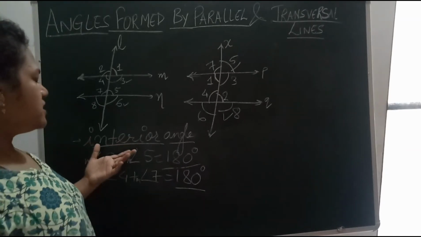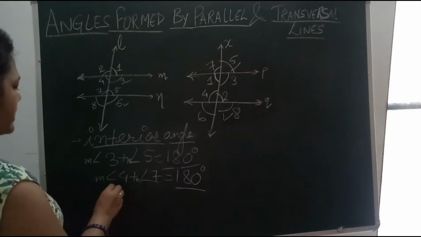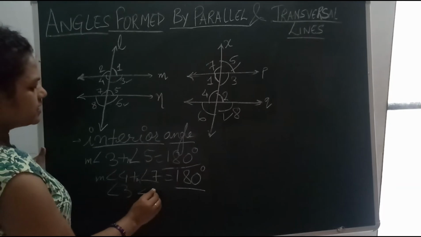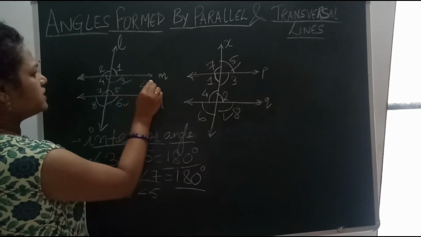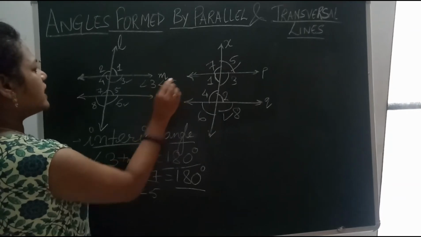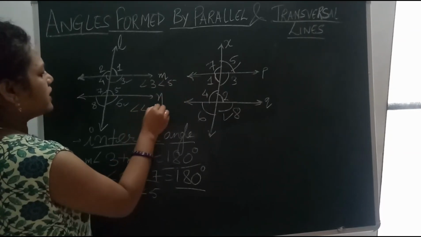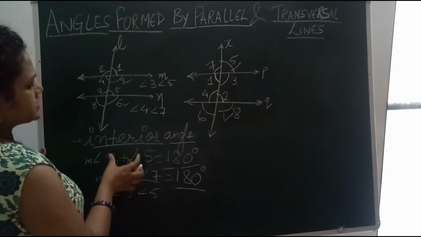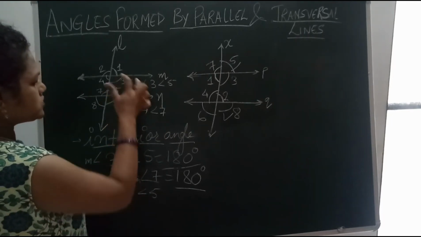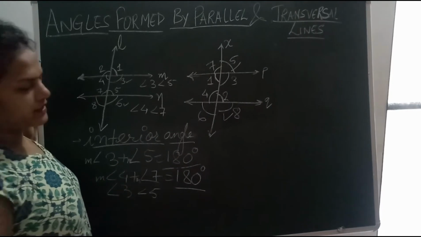So friends, the interior angles are angle 3 and angle 5, and angle 4 and angle 7. This is your interior angle and the sum of these two angles is always 180 degrees.